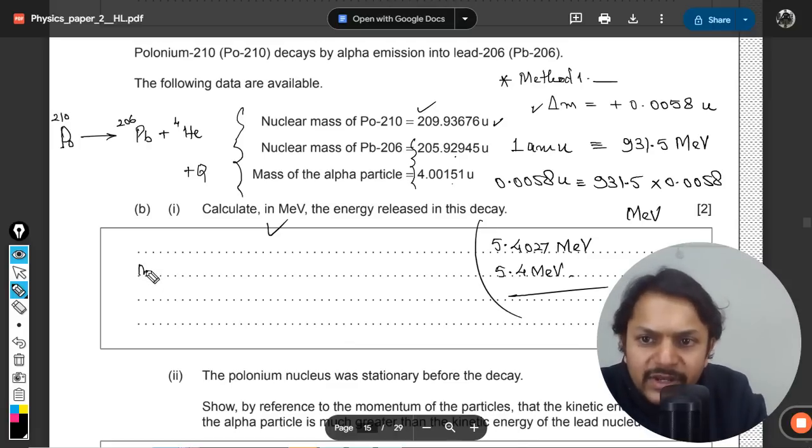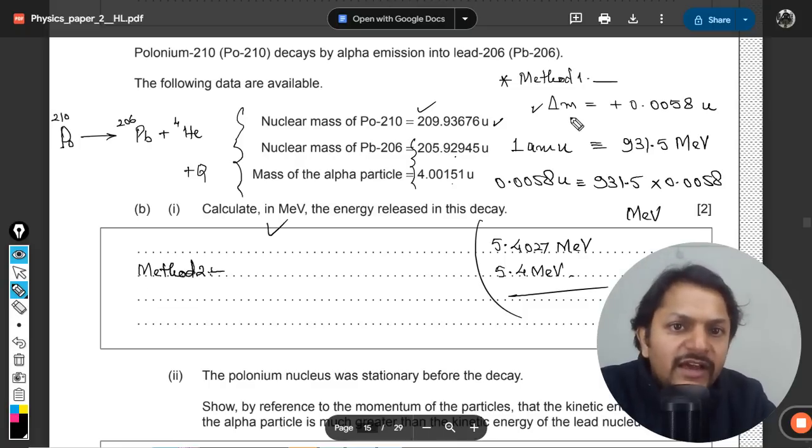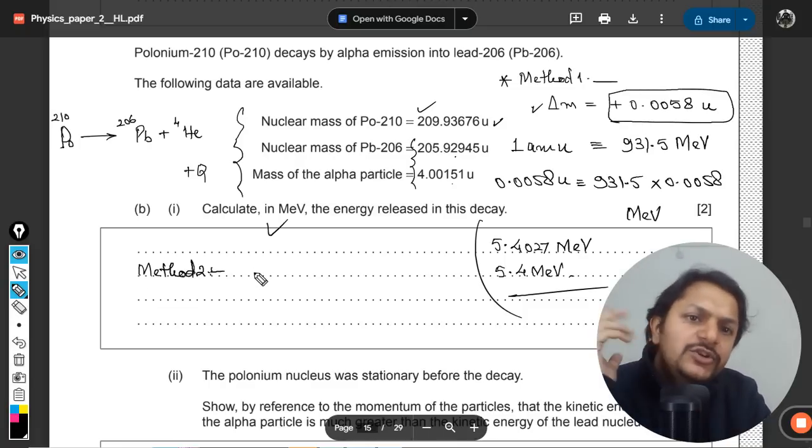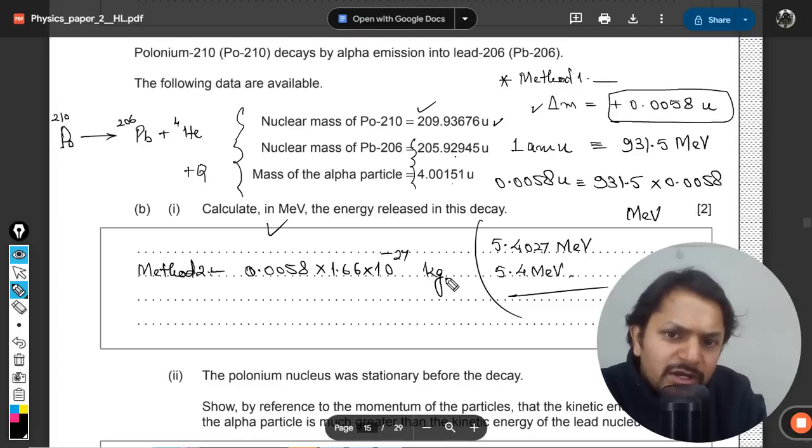Now, what is happening in method two? I will not be doing it, I'm just going to tell you. Method number two is that, first of all, we have this mass. We have to calculate this mass anyways. Then we will convert this into kgs. So 0.0058 AMU, and that will be multiplied by 1.66 into 10 power negative 27. This will become in kgs.